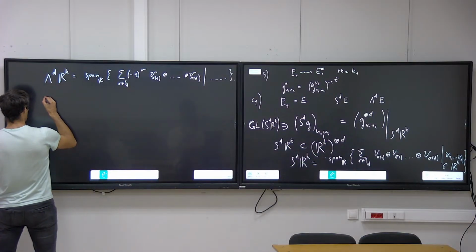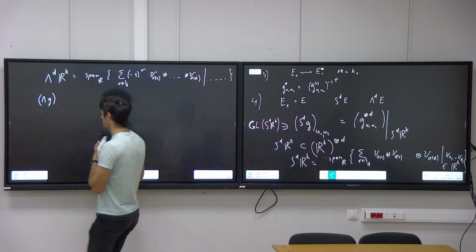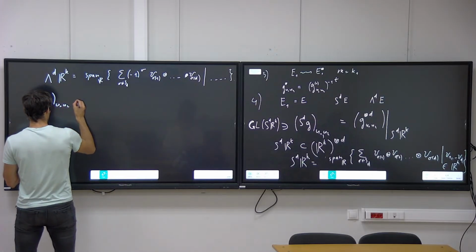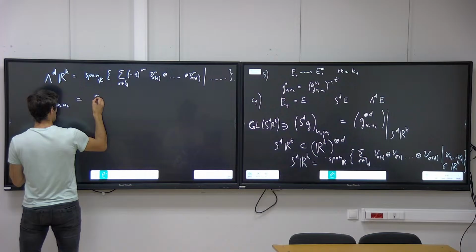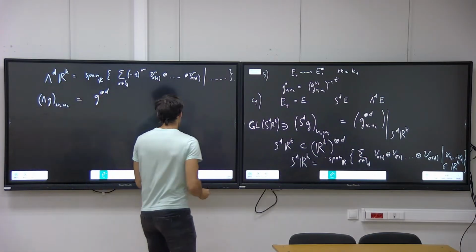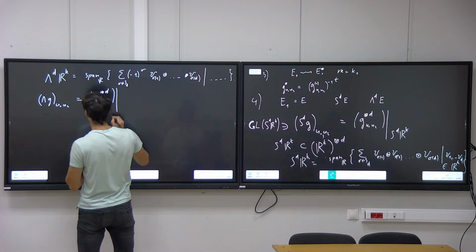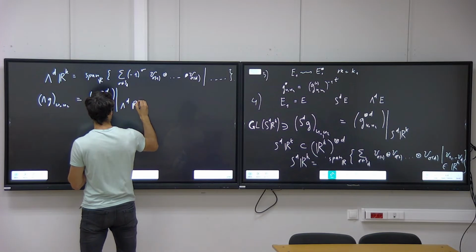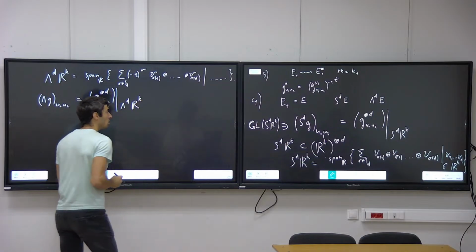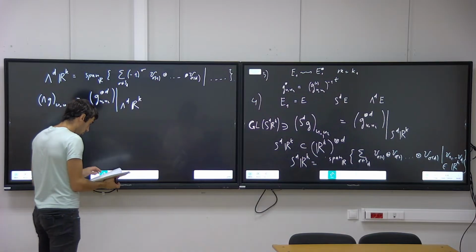And so my lambda G, so the clutching data for this one, U1, U2, is just the restriction of G tensor d, U1, U2, to this lambda d R^k. Okay, what else can I do?